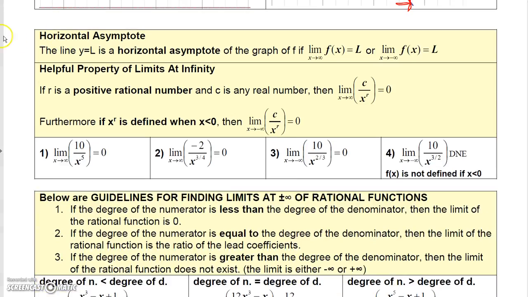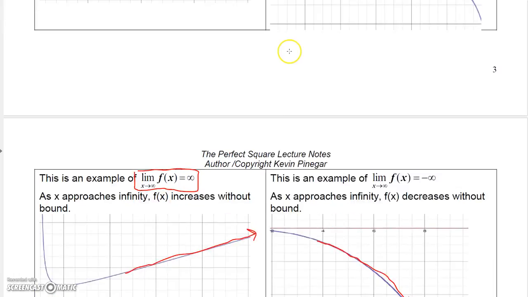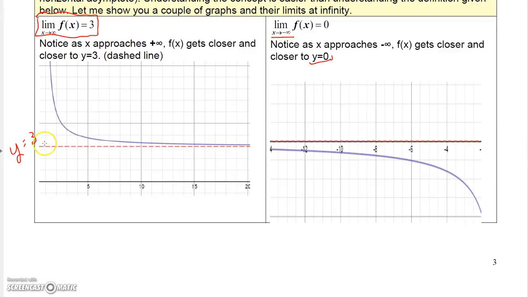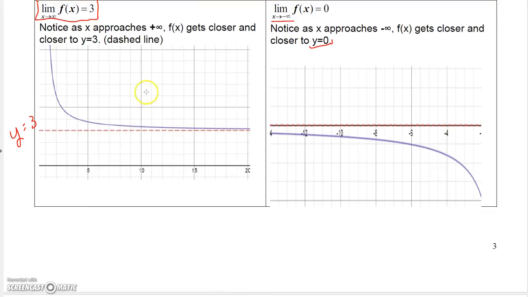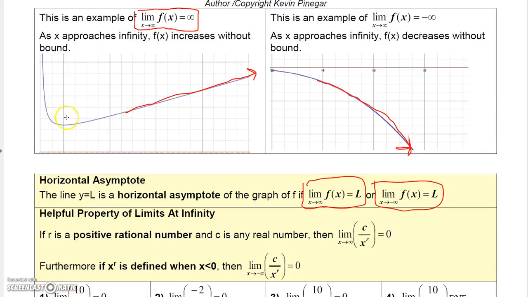So basically, we say the line y equals L is a horizontal asymptote of the graph of f if the limit as x approaches infinity equals L, or the limit as x approaches negative infinity equals L. So up here, we would say that these two horizontal lines are horizontal asymptotes. But for these two functions, this one might have a horizontal asymptote, but this one doesn't. The first one doesn't.